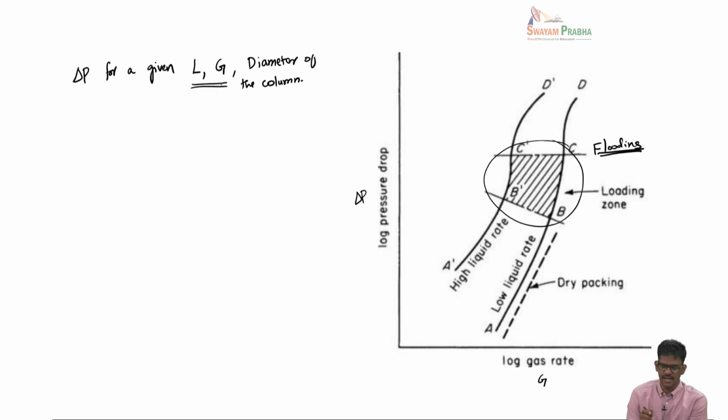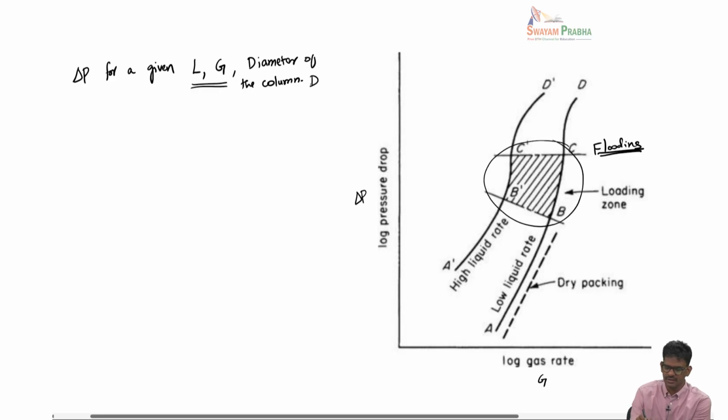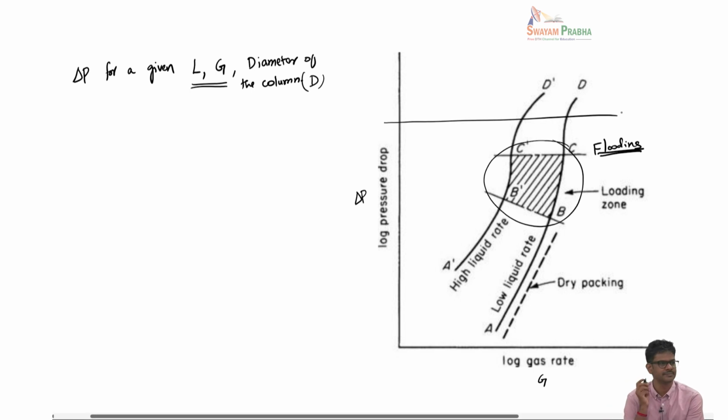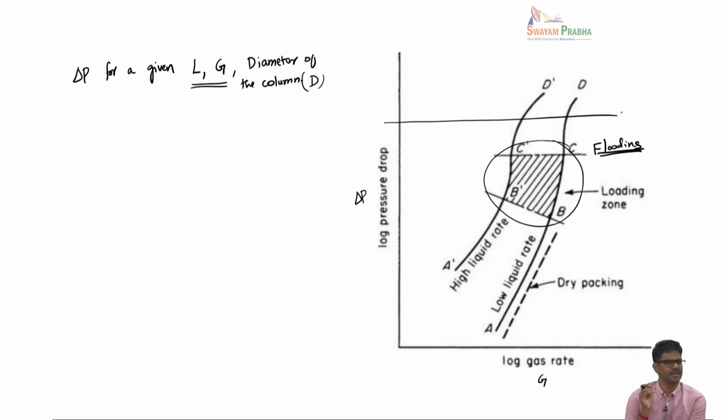Now, for those specified flow rates and the diameter of the column D, you can use these plots to calculate the pressure drop. Let us say the pressure drop that you get happens to be somewhere here along this line. Then we know that this is not an operating possibility. So, what do we do? We try to change the column diameter so that we can bring the delta P down.